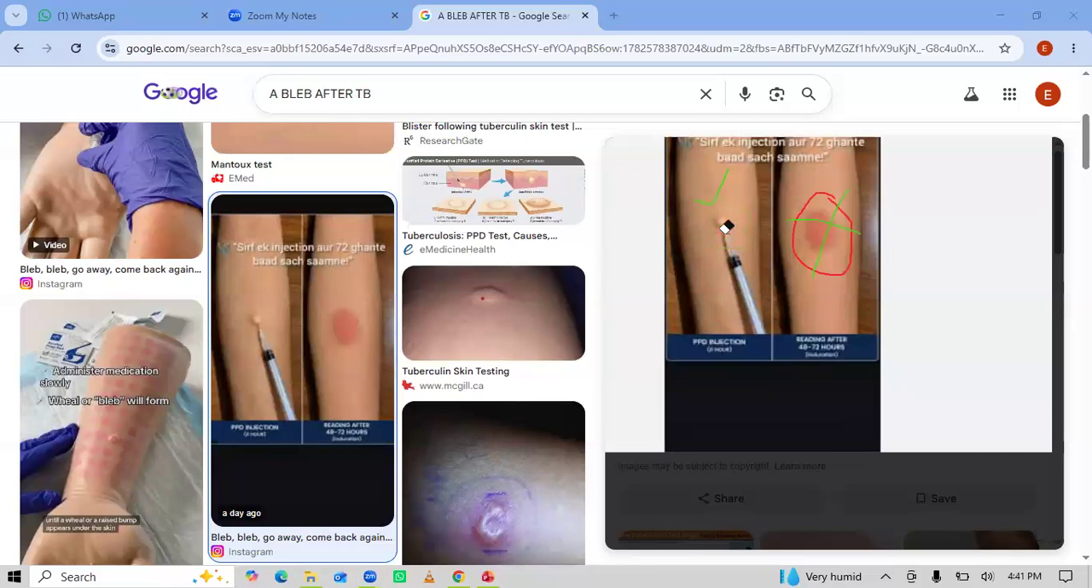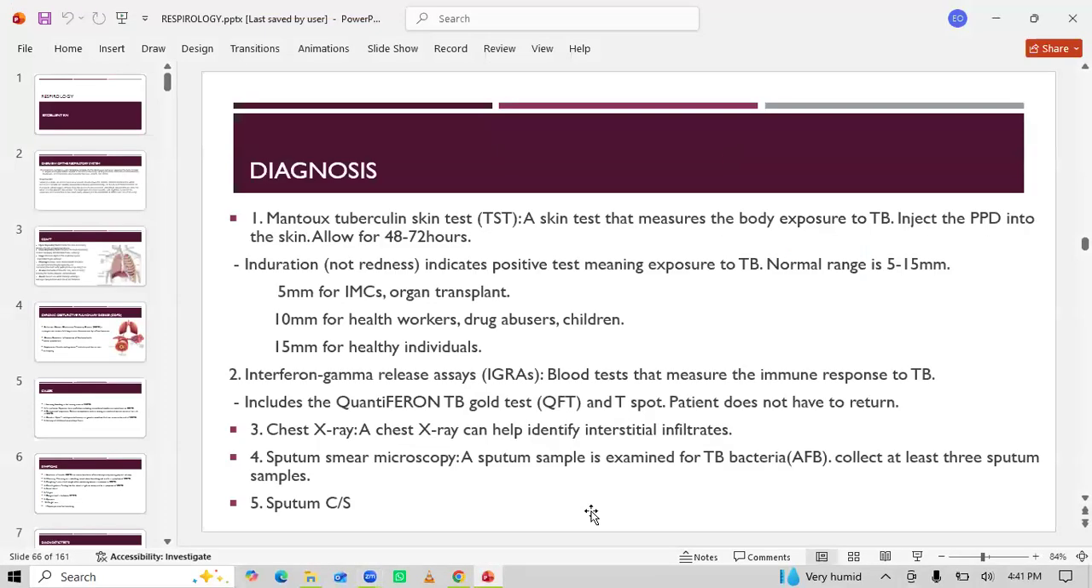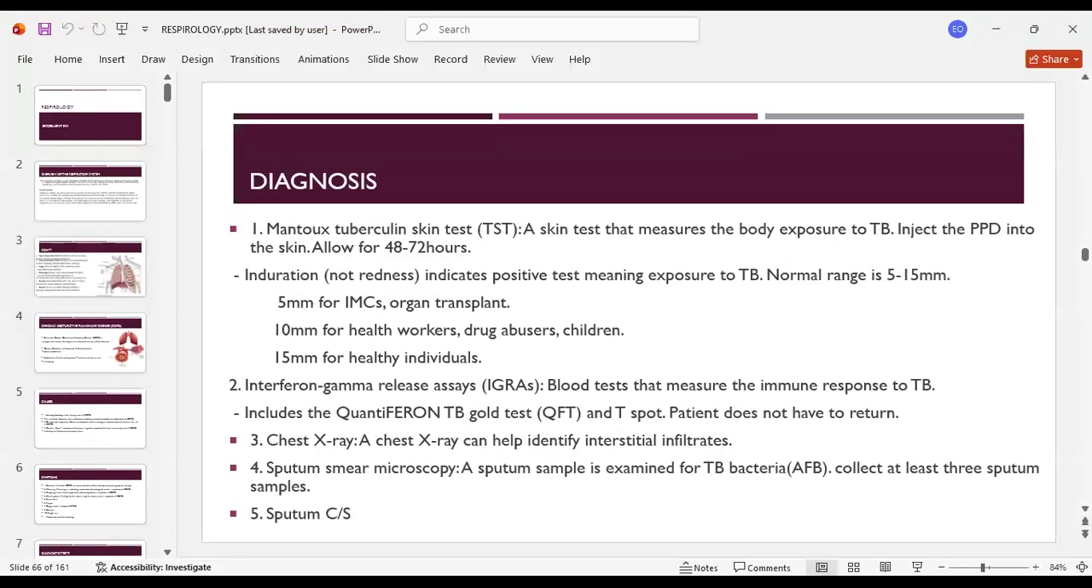So if you see just redness alone, it doesn't mean that the patient has exposure. But if you see this boil or bleb over there, it means that the patient has what? The induration. Okay, very good. So now when you see that bleb, that swelling over there, what should you know? It should be between 5 to 15 to give you positive.